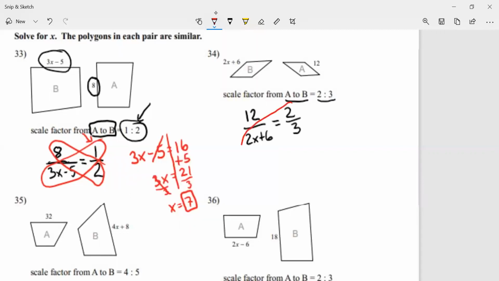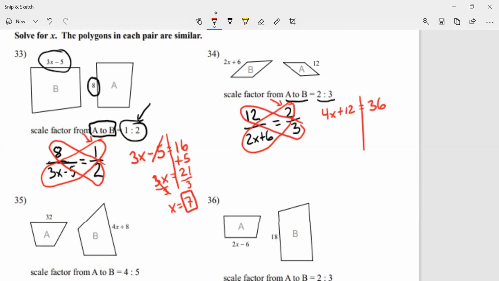When I go this way, the number by itself, 2, I'm going to go 2 times 2x and 2 times 6. That's going to give me 4x plus 12. Right? I went 2 times 2x, and I went 2 times 6. So that's why I have 4x plus 12 equals this other way, 12 times 3 is 36.